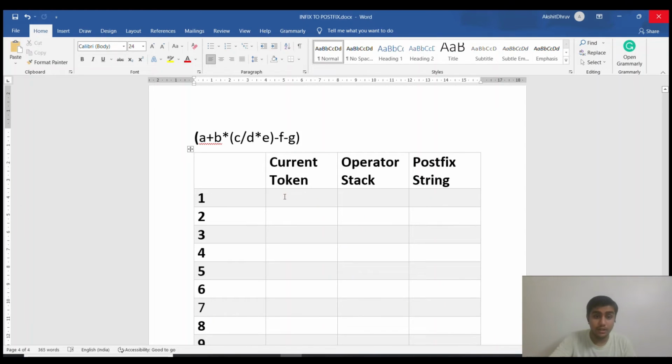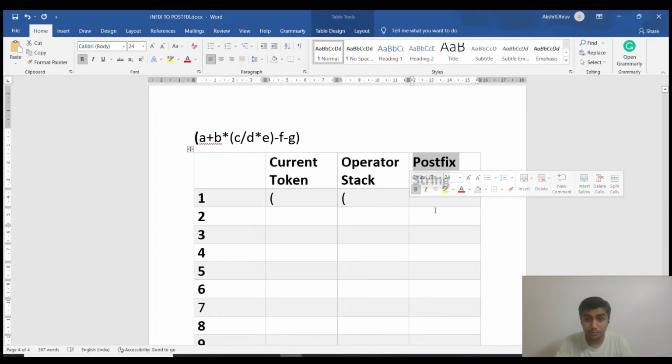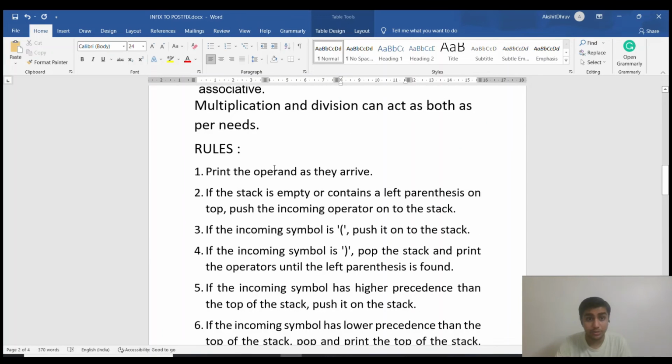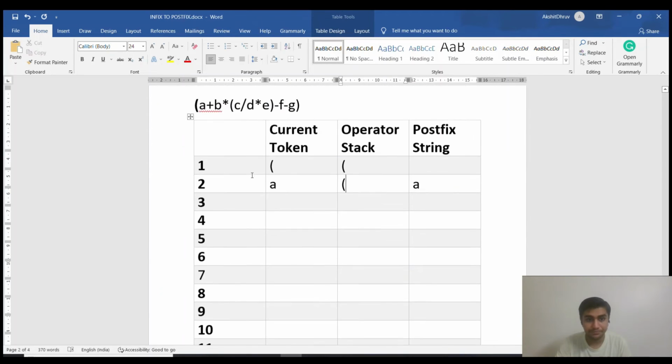Try with this round bracket. First of all, the left parenthesis comes. What will happen? It will just be pushed to the operator stack. It will not be there in the postfix string. Now A comes. It's the operand, so it will be pasted to the postfix. That's the rule: if any operand comes, we just have to print that operand.